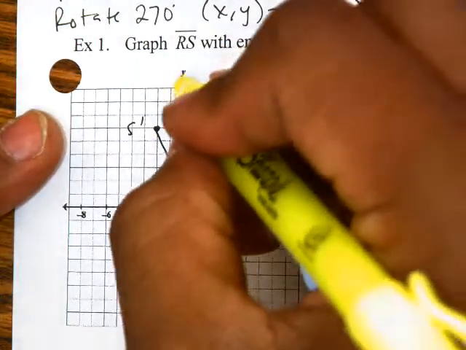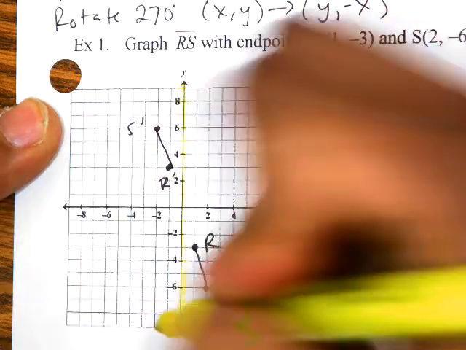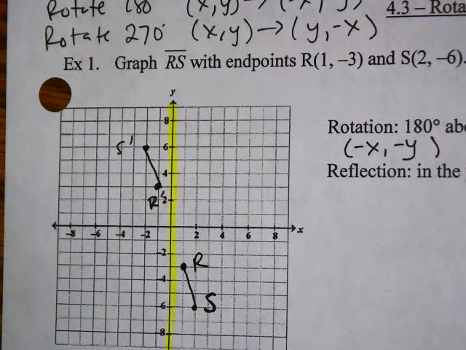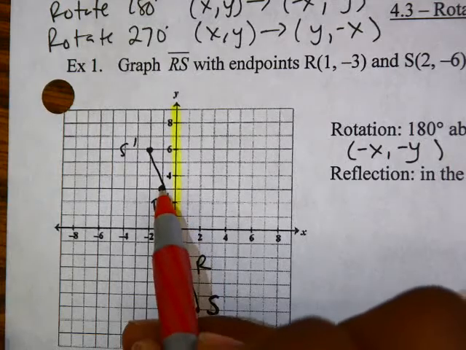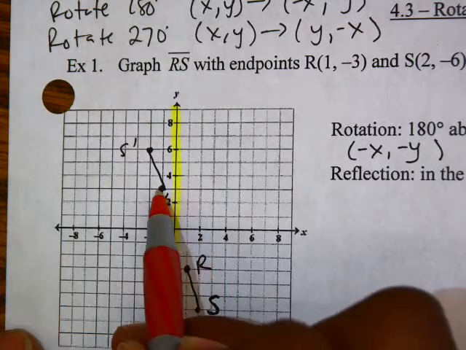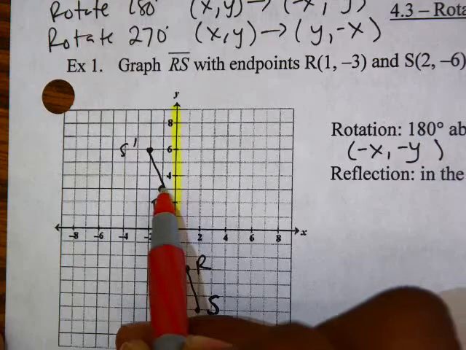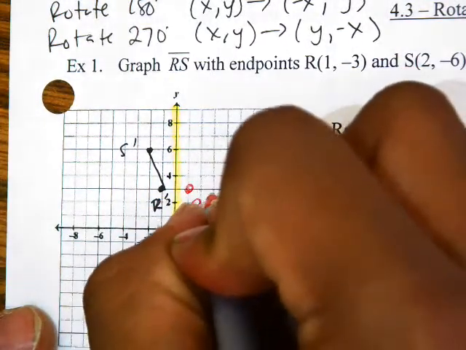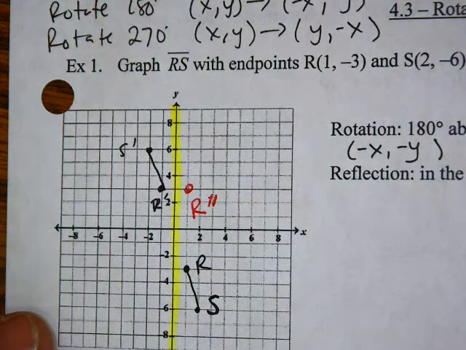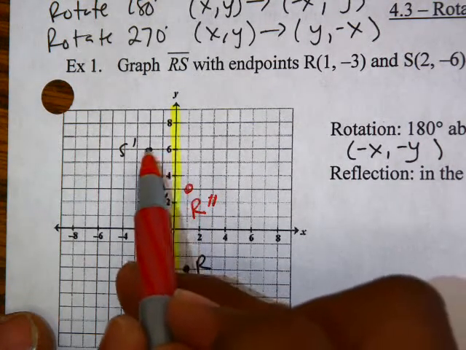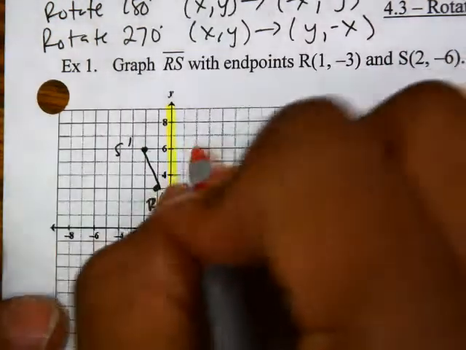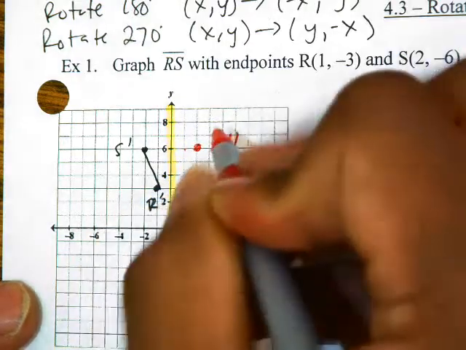So here's the y-axis. And we just need to flip it over this line. This line is supposed to act like a mirror, and we just reflect it over. So R prime is at negative 1, 3. It is 1 away from the line of symmetry, or the reflection line. So on the opposite side, 1 away, should be R double prime. And S prime is actually 2 units away from that reflection line. So S double prime would be 2 units away there.